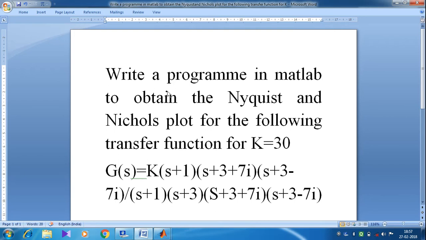In today's video, I want to show you how to write a program in Matlab to obtain the Nyquist and Nichols plot for the following transfer function for k is equal to 30.